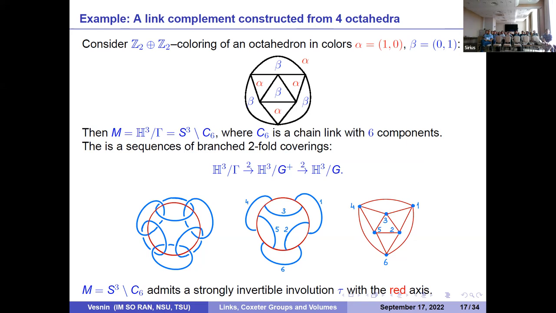The next step is just the quotient by an involution of order 2. So it will be an orbifold which can be oriented. And after that, again a twofold covering. So an orientable manifold, which covers the orbifold. This is a general situation. You can start from an arbitrary polyhedron and you can reconstruct such a family of links.